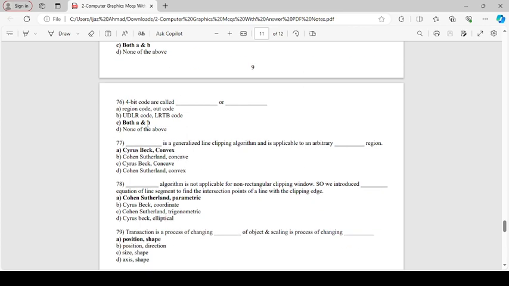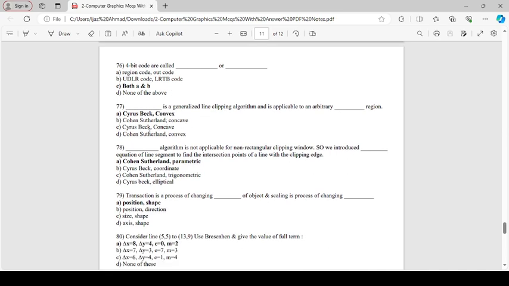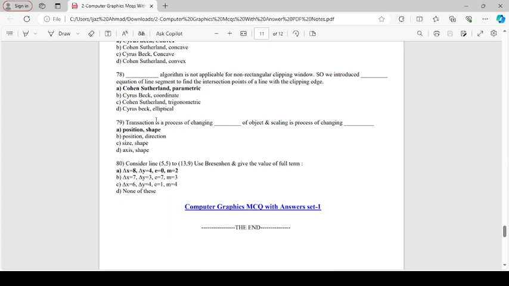4 bit codes are called region codes, UDLR codes and RTP codes. Cyrus-Beck is a general line clipping algorithm, and it is applicable to arbitrary convex regions. Cohen-Sutherland is not applicable for non-rectangular clipping windows, so we introduce the parametric equation of a line segment to find the intersection point of a line with the clipping edge.